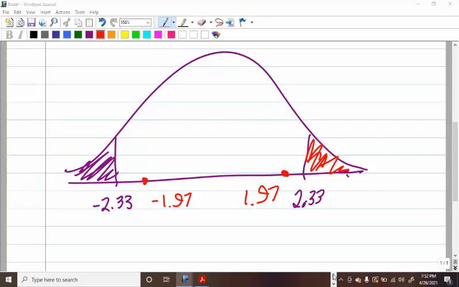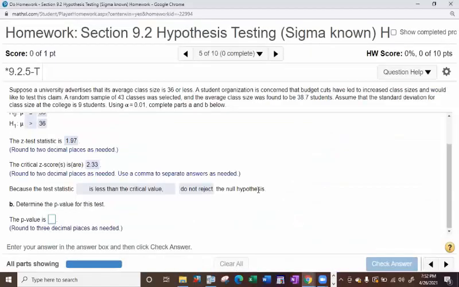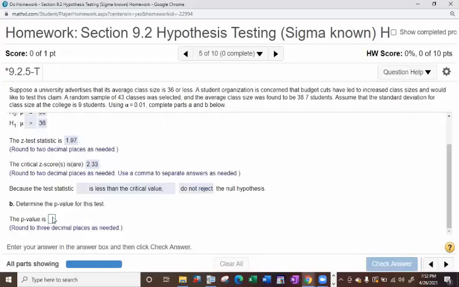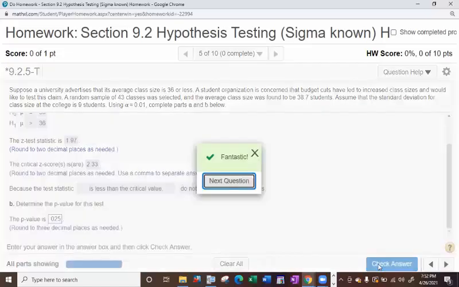Or I guess, as long as you know whether it's reject or not, you can just narrow it down by trial and error, and then you can change your answer. In other words, if you already knew it was do not reject, you could change that choice, whatever. P-value, 3 decimal places for that. 0.25. Fantastic.